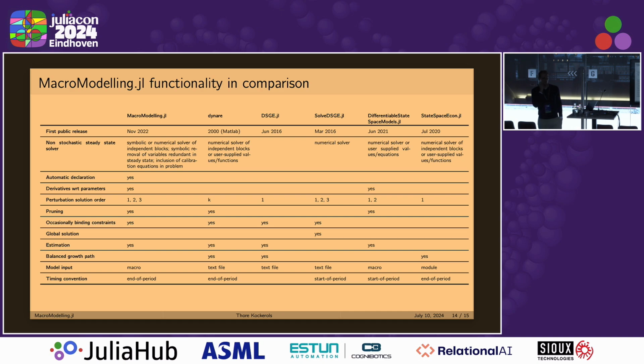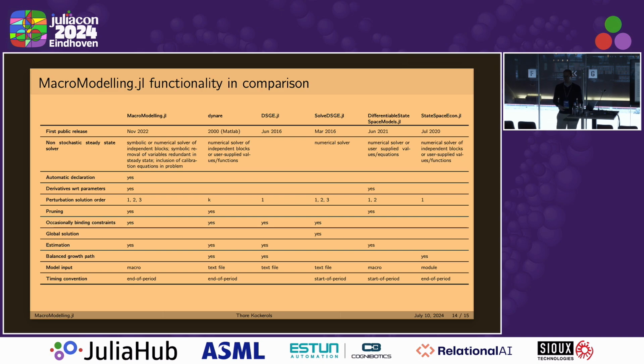There are also some other packages in Julia. The oldest ones are DSGE.jl and solve.dsge.jl. And then more recently, differentiable state space models and state space econ. So how does that compare? I think I talked about the non-stochastic steady state solver. That is really a standout feature here compared to the others. Automatic declaration, I'm the only one who provides this, which I think is very neat.